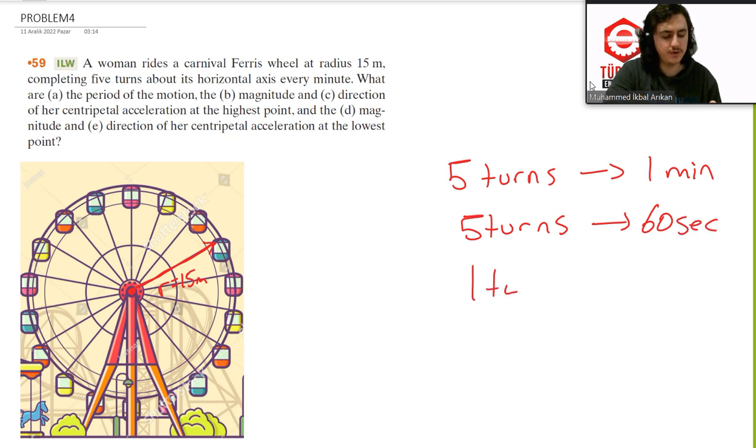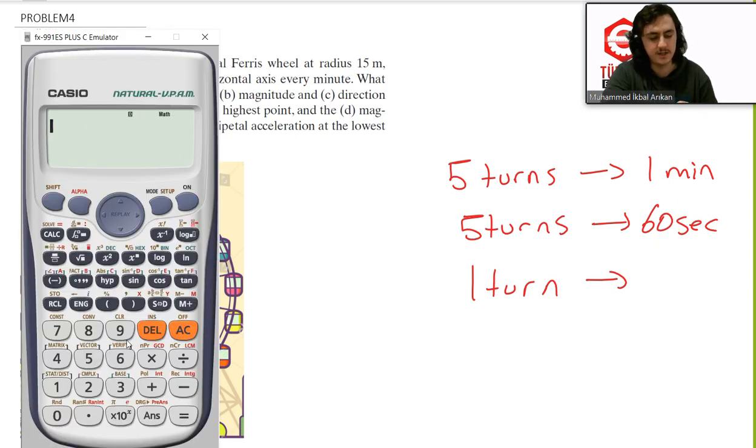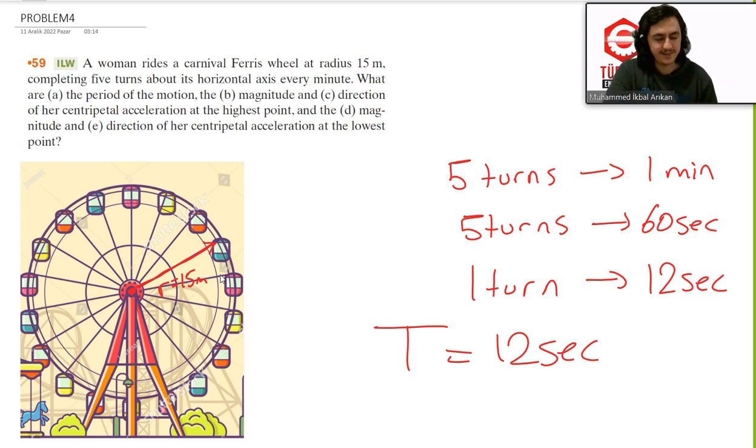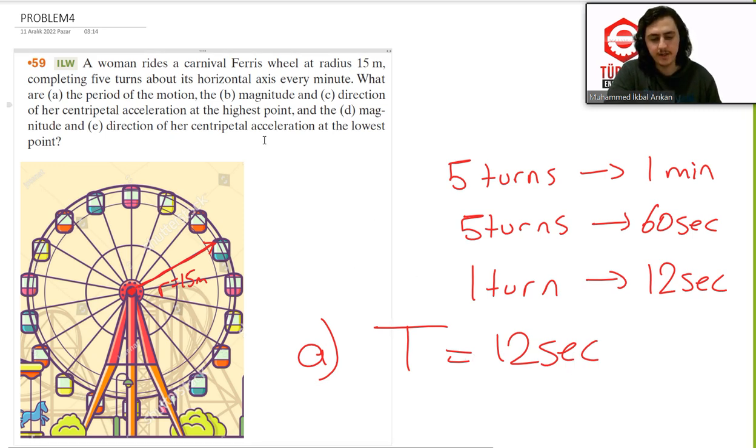So one turn will take how many seconds? When you divide 60 by 5, you get 12 seconds. That means every 12 seconds you are making one whole turn, one whole revolution. This is equal to our time period. So the time period is 12 seconds. I finished the first part: the period of the motion is this one.